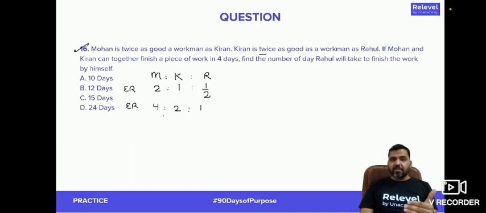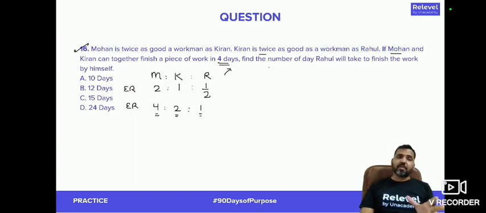Right. That means if Mohan can do 4 units of the work, Kiran can do 2 units of the work, and Rahul will be doing 1 unit of the work. Now the question says, if Mohan and Kiran can together finish a work in 4 days, Mohan and Kiran are together finishing the work in 4 days.